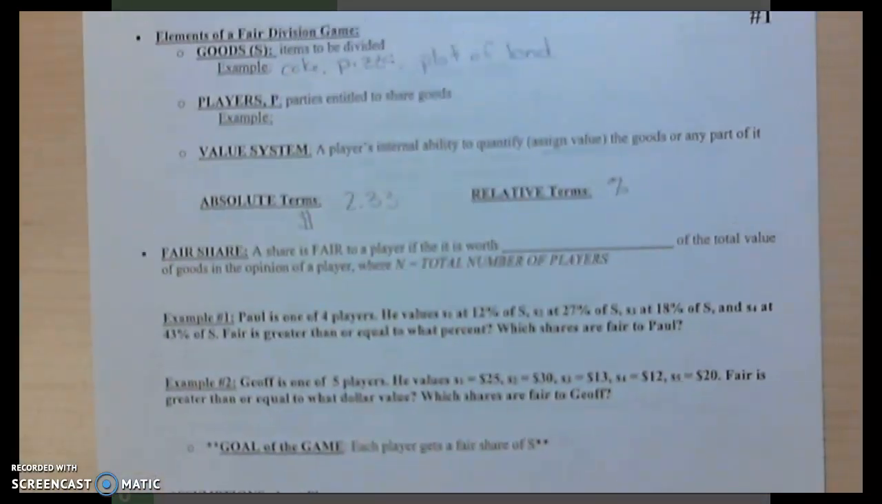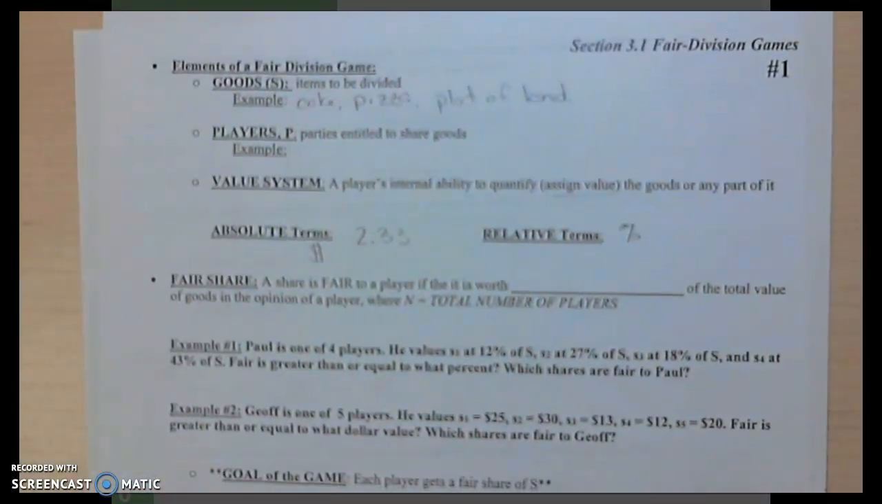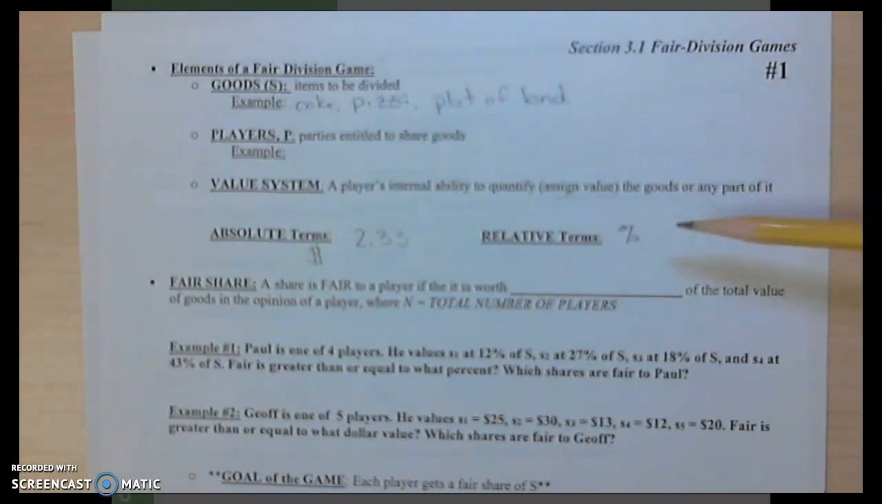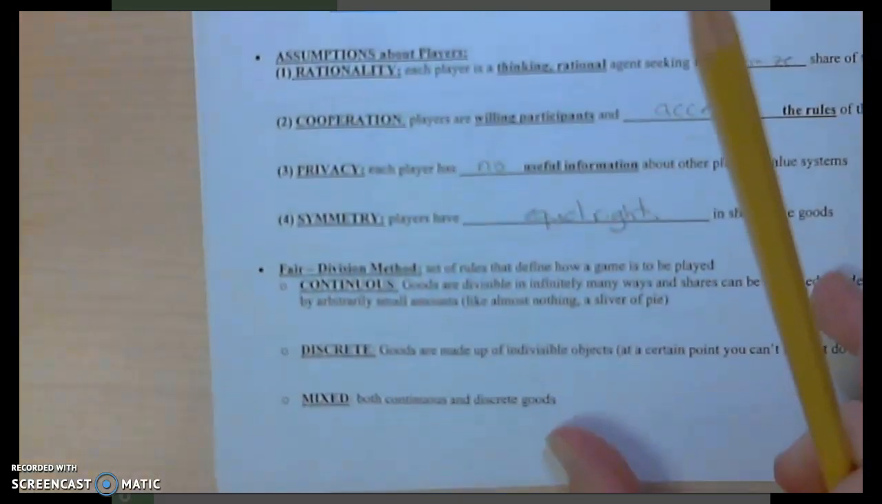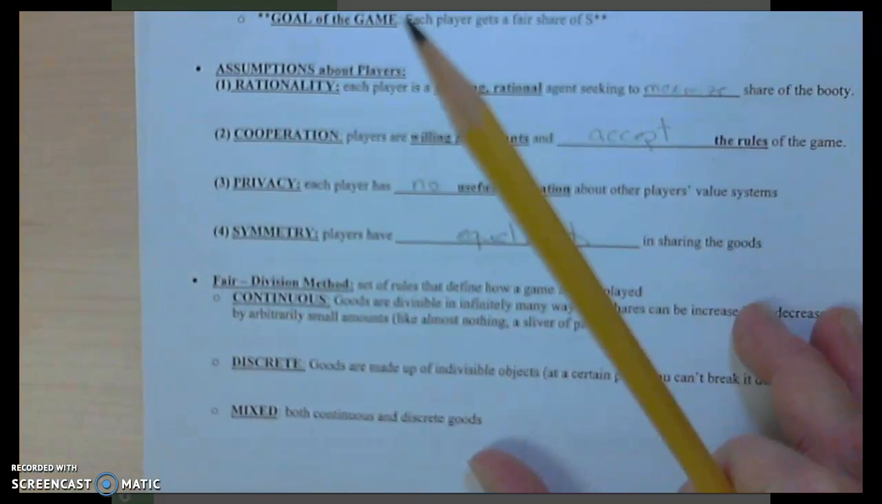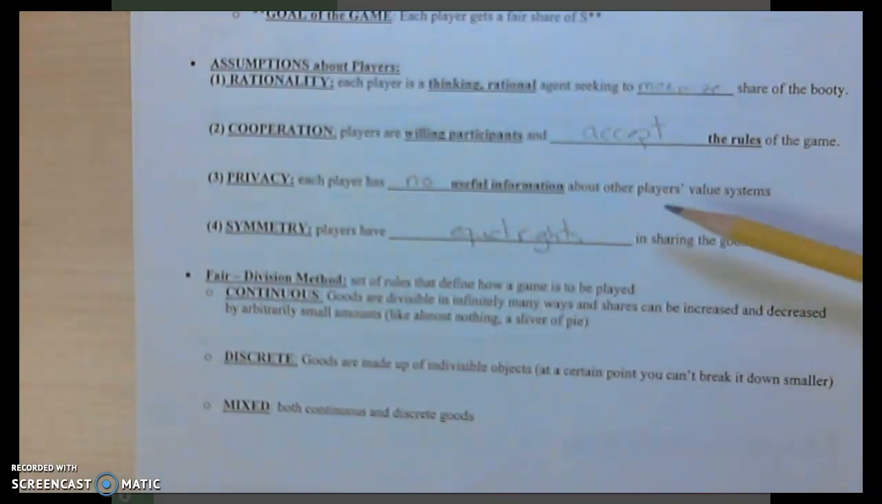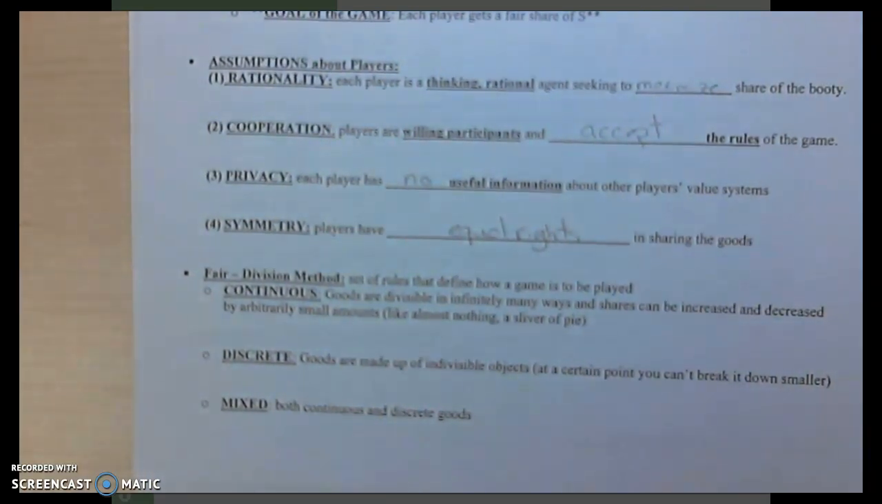In terms of our guided notes here, we've talked about goods, our players, our value system, the difference between absolute and relative, and then we've talked about the assumptions of players, that they're all rational thinkers, they're in cooperation, there's privacy amongst the group, and there's also a symmetry. Everybody has equal rights. All right. Questions so far?